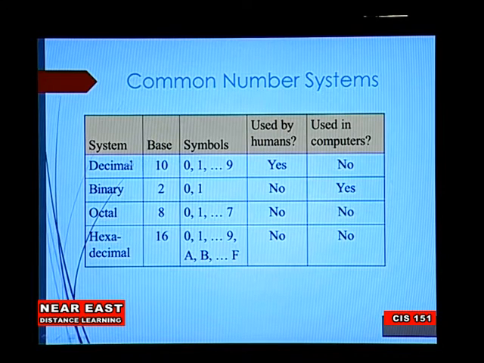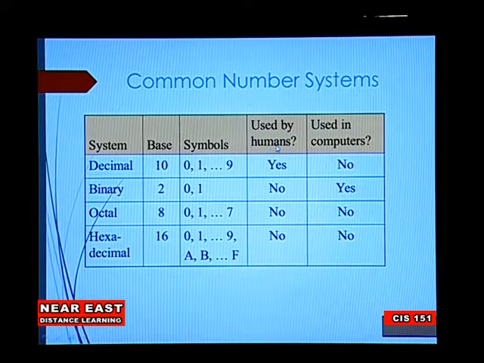The samples of each system: decimal is from 0 to 9, so it starts from 0 until 9. This makes 10 digits. Binary has only two numbers, 0 and 1, and that's all the binary understands. Octal is from 0 to 7, and hexadecimal starts from 0 to 9, and then from A to F.